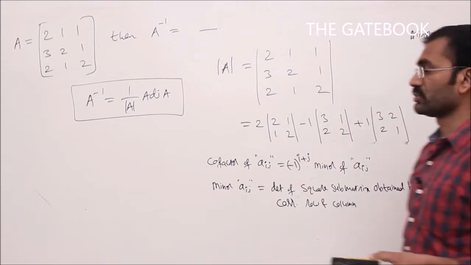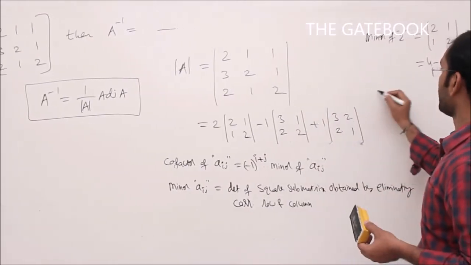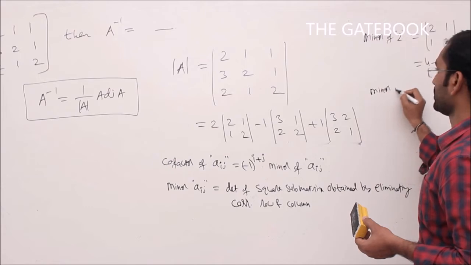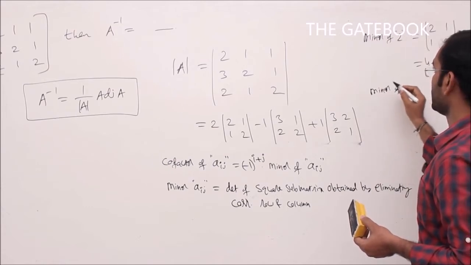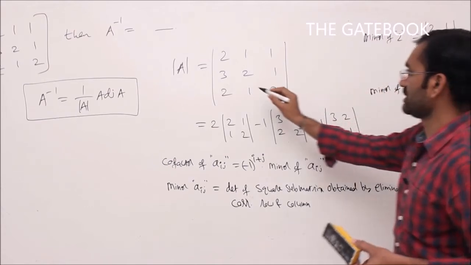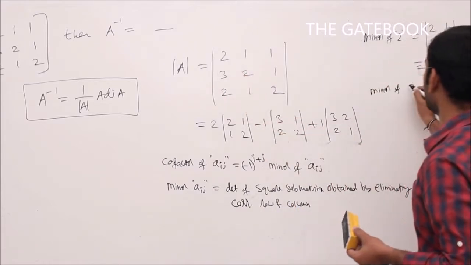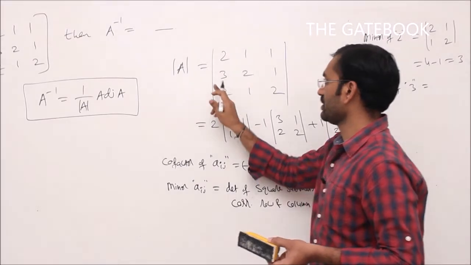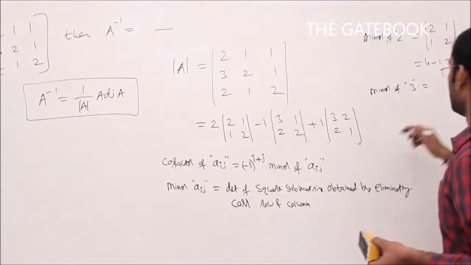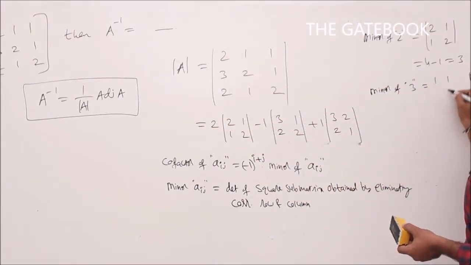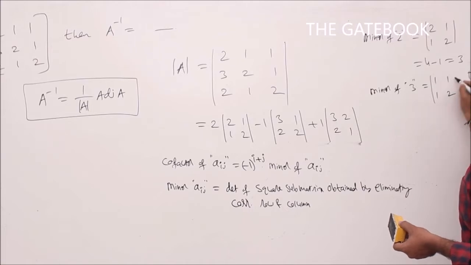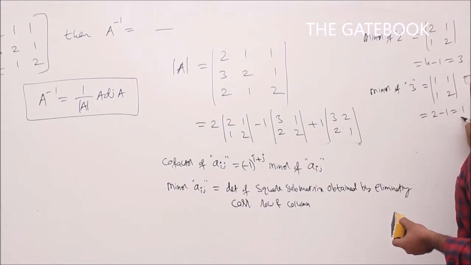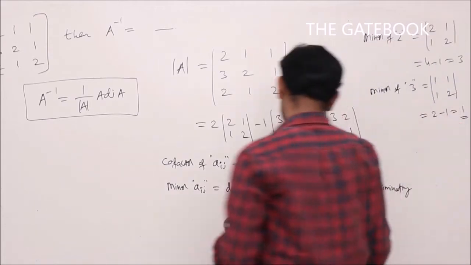So that is the minor of 2. Similarly, if you go for the minor of the element 3, this element, it is the element of the second row, first column. So eliminating the second row and first column and finding the det of the remaining square submatrix [1 1; 1 2], that will give 2 minus 1, and we will get 1.